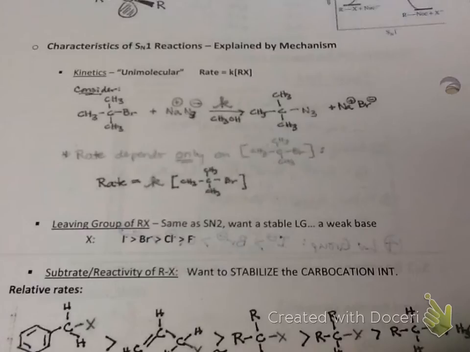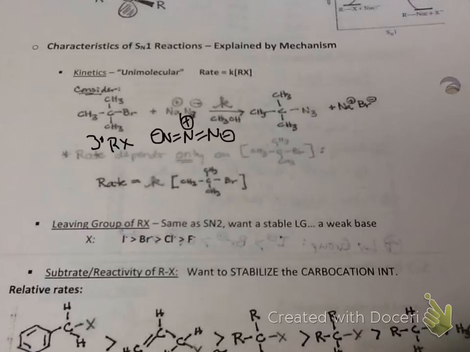For example, here's an SN1 reaction. We've got a tertiary alkyl halide. Notice this carbon has 3 methyl groups attached, so it's a tertiary. And we're reacting it with sodium azide. The azide is the nucleophile, and either one of those nitrogens is fine.